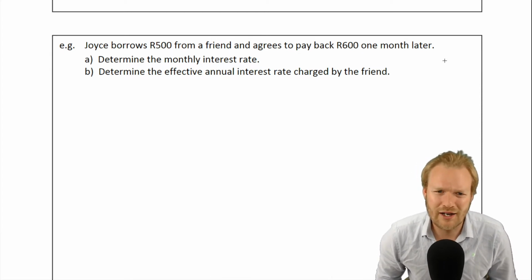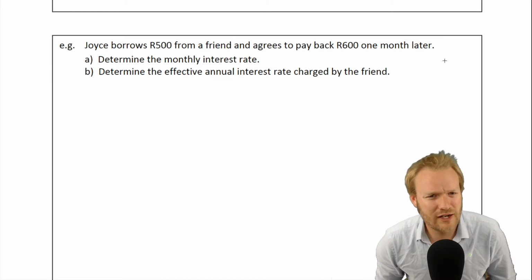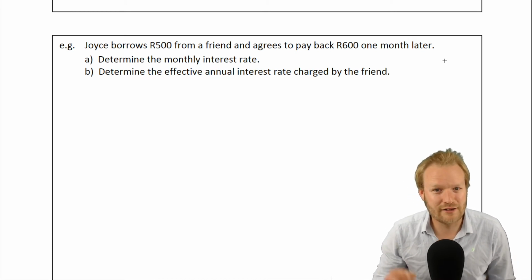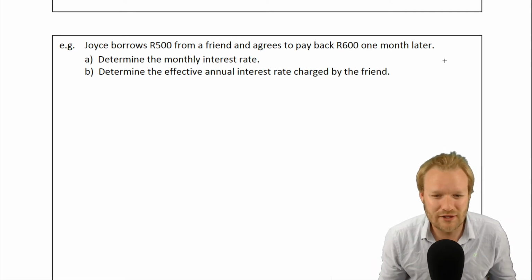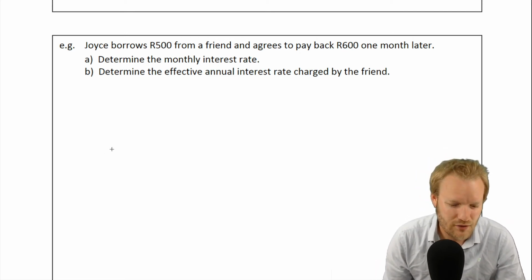Okay. Joyce borrows 500 Rand from a friend and agrees to pay back 600 Rand 1 month later. What a kind friend, lending Joyce 500 Rand and getting 600 Rand back a month later. Determine the monthly interest rate.